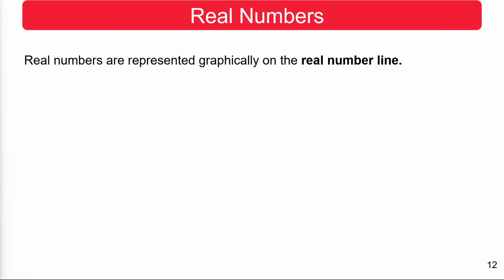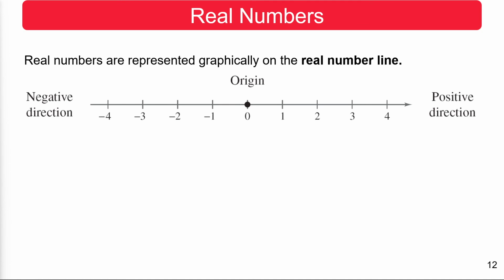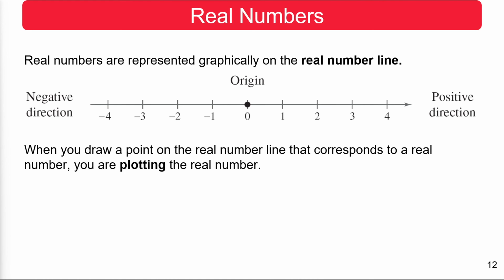Real numbers are represented graphically on the real number line. As we can see here, there is a negative direction and a positive direction, and there is the origin of numbers, which is 0. So when you draw a point on the real number line that corresponds to a real number, you are plotting the real number, and this means each point on the real number line will represent a number, and each number will represent a point on the real number line.